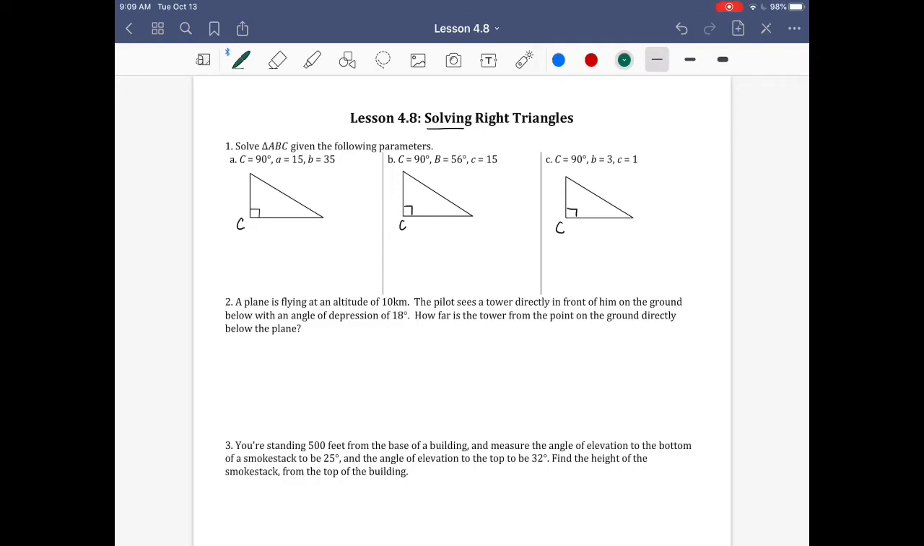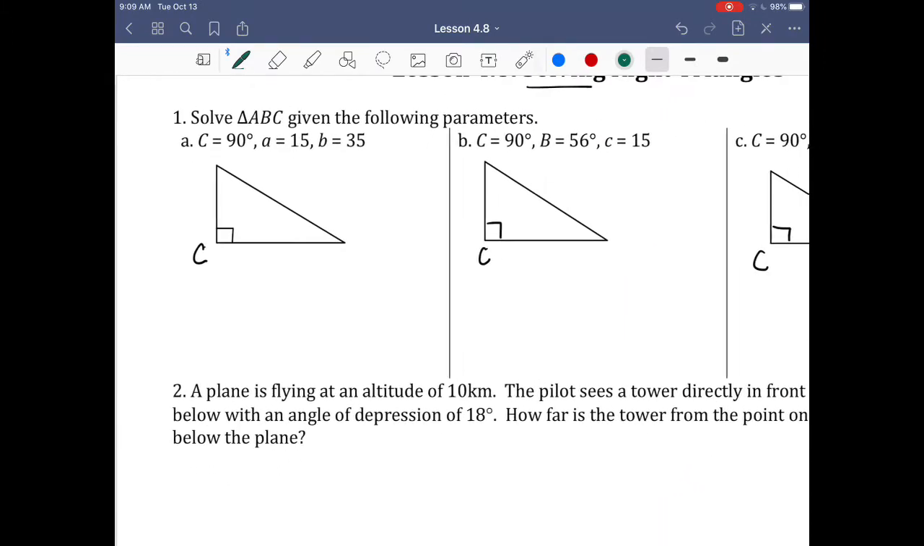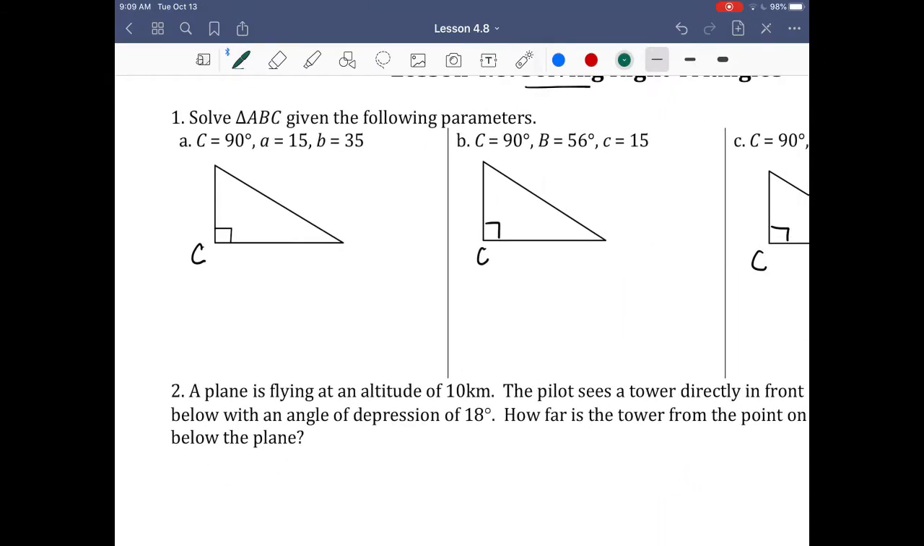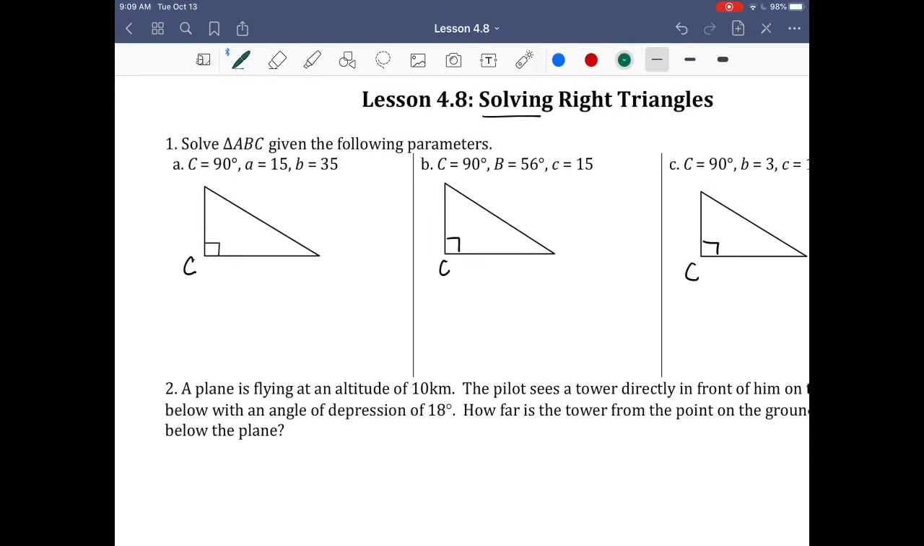Hi everyone, in this video we're going to solve some right triangles and look at some models. So let's get right to it. From geometry class, we want to solve a couple of right triangles, which means find all the missing sides and all the missing angles. I encourage you to pause the video like usual before you watch me do it, but let's get started.